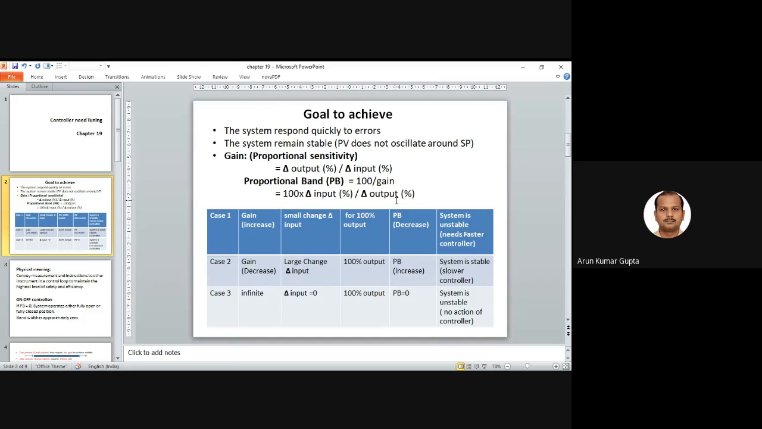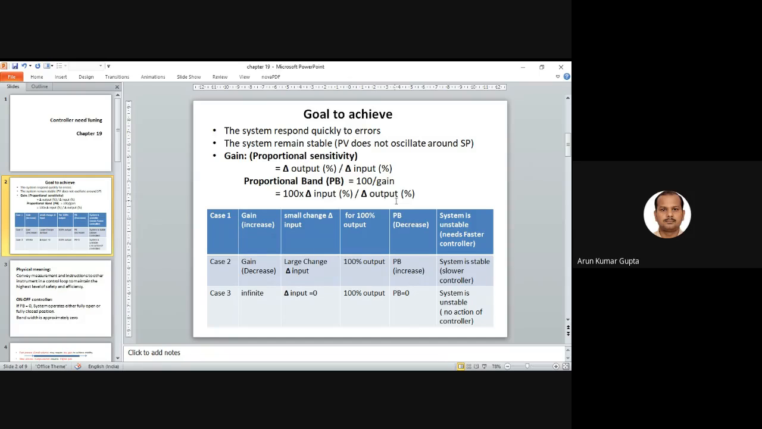So for that we have a gain. Already we have defined this. This is a proportional sensitivity. What is the meaning of this gain? Proportional sensitivity: the percentage change in output divided by the percentage change in input. Generally we define it as output divided by input. So y equals Kc x. Kc is gain. Gain means y by x, output divided by input, that is in the change.